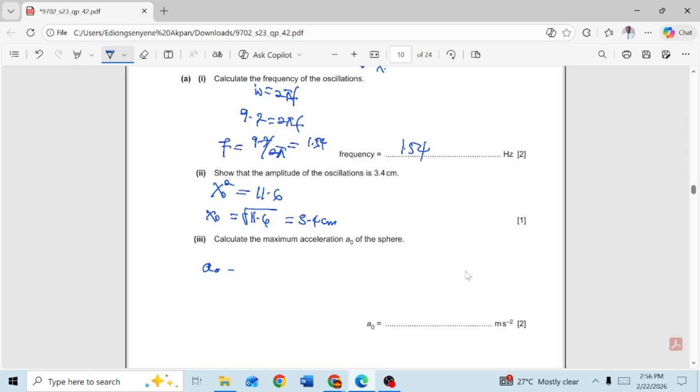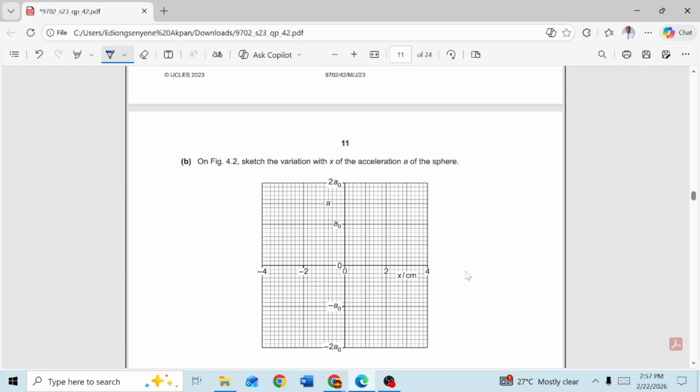Calculate the maximum acceleration of the sphere. Maximum acceleration will be equal to omega squared x naught. That will give us 9.7 all squared times 3.4 times 10 to the power minus 2. You have to change it to meter. This gives us 3.2 meter per second squared.